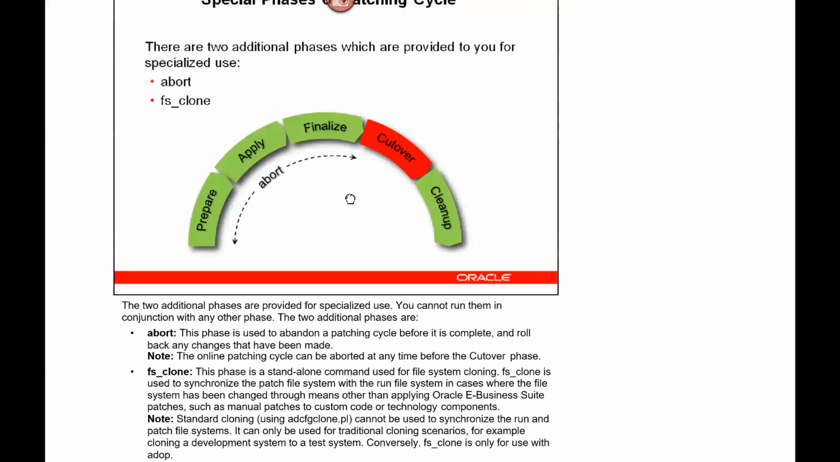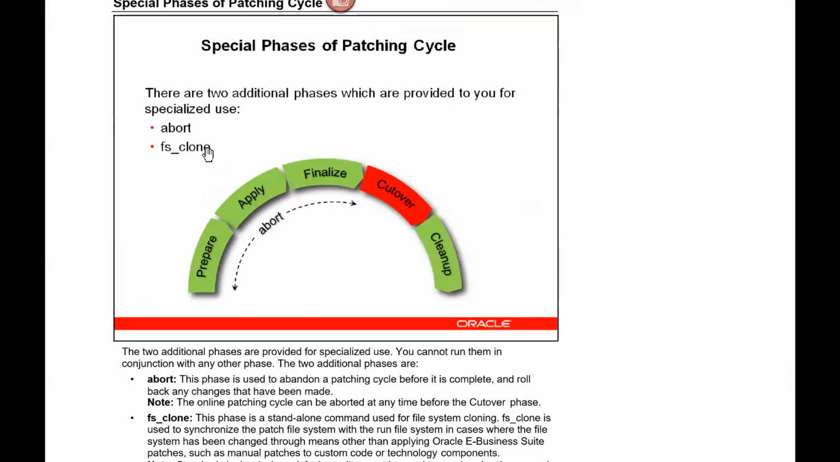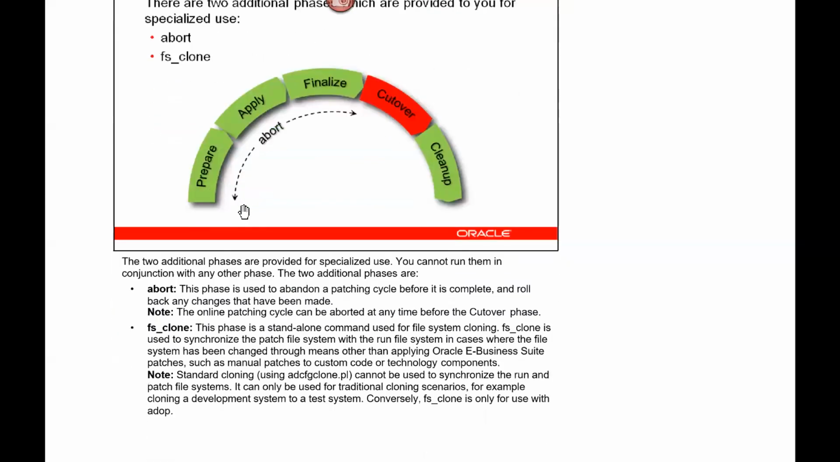Also there are two other phases: abort and FS clone. We'll see what those are. You can prepare, apply, and finalize. At this point, you can either do a cutover or you can abort it. If for some reason you don't want those patches to move forward, then you can abort it, and it goes back.